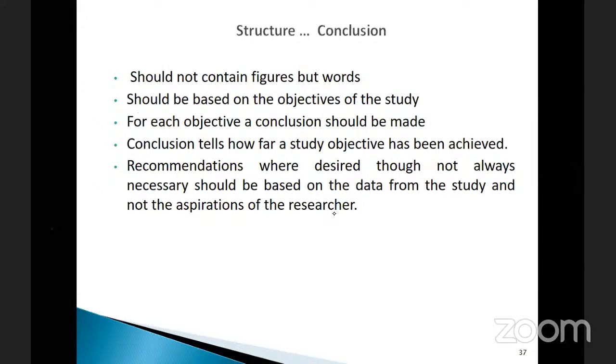Now, conclusion. Conclusion should be based on the objectives of the study. So for each objective, a conclusion should be made. So before you write the conclusion from a work, you go back to the specific objectives. What were the objectives of the study?